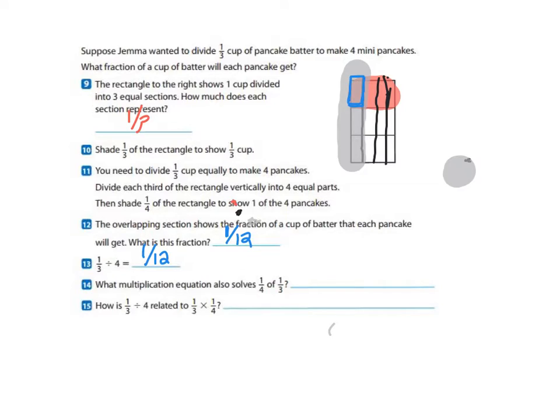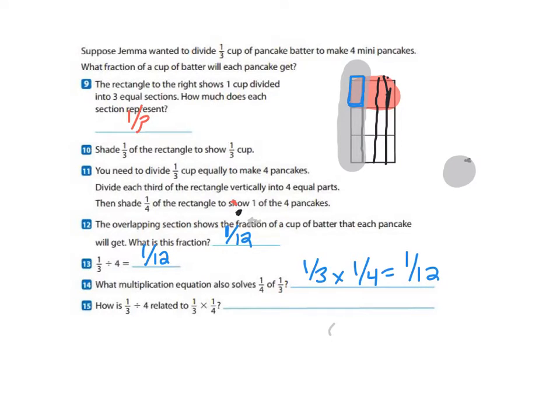I took this 1/3 part right here, and I divided it into 4 parts, and that left me with this one part right here that overlapped. What multiplication equation also solves 1/4 of 1/3? There's that magic word I keep focusing on, "of", which is the same thing. And that would be 1/12.